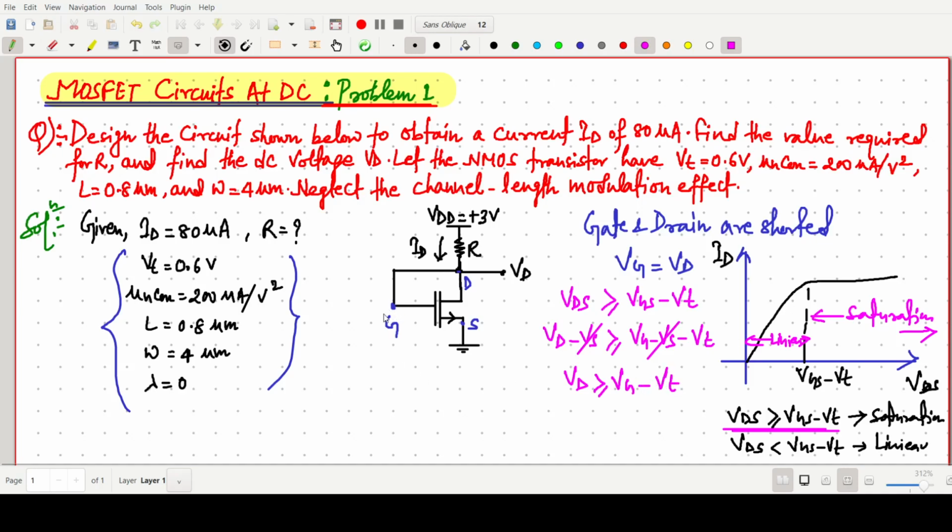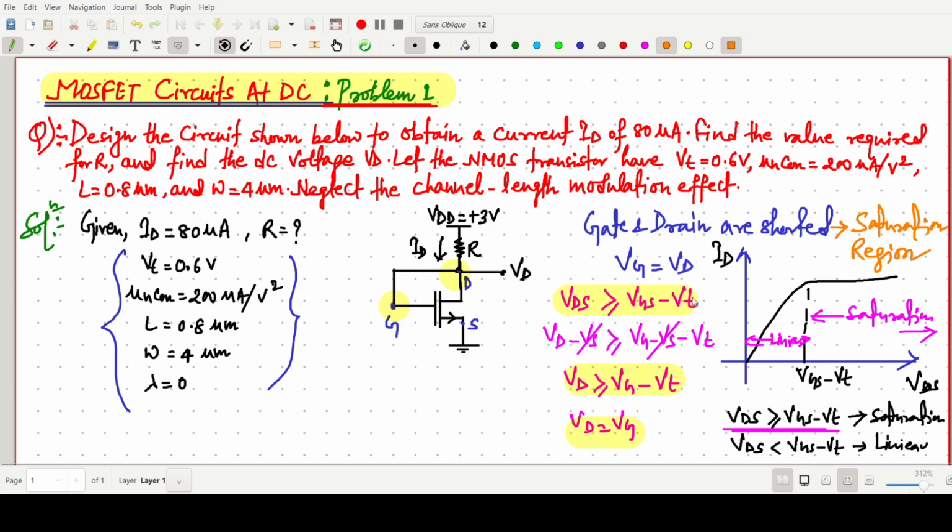When the drain and gate are shorted, it is always in the saturation region, because VD is the same as VG. Here VD equals VG, so VD will always be greater than VG minus VT. Since gate and drain are shorted, this one is in the saturation region. So it is always in the saturation region, and we have to keep that in mind.